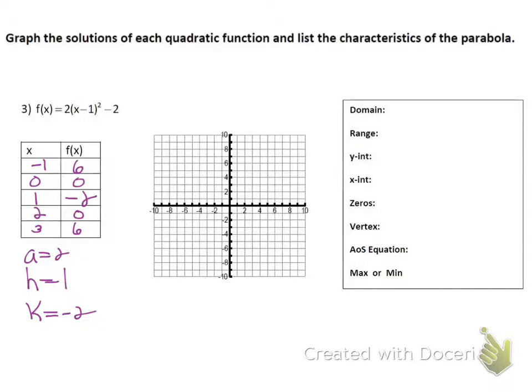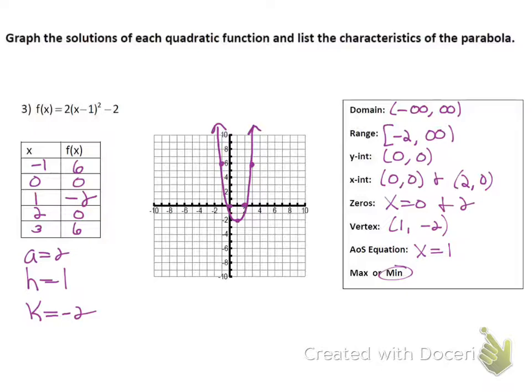Your first ordered pair is -1, 6, followed by 0, 0, the vertex of 1, -2. The fourth ordered pair is 2, 0, and lastly 3, 6. We can go ahead and plot those points, connect the dots, and make our parabola. Last but not least, we have a bunch of characteristics. Feel free to pause the video to test your knowledge on those characteristics, or you can go ahead and copy those down.